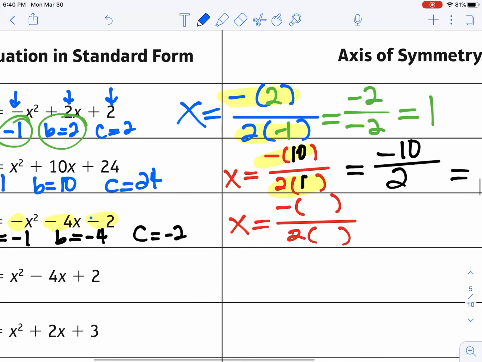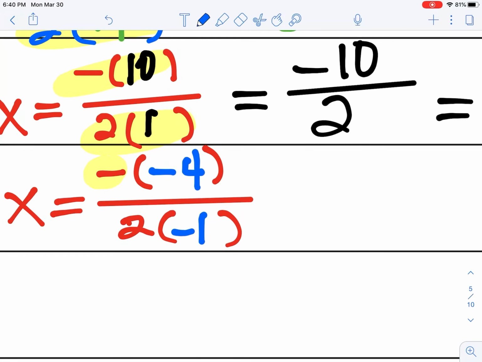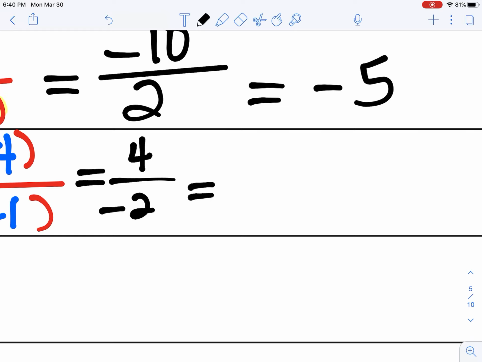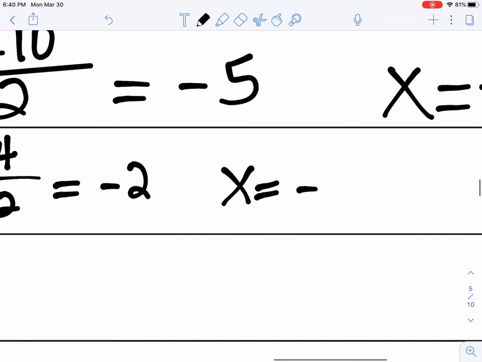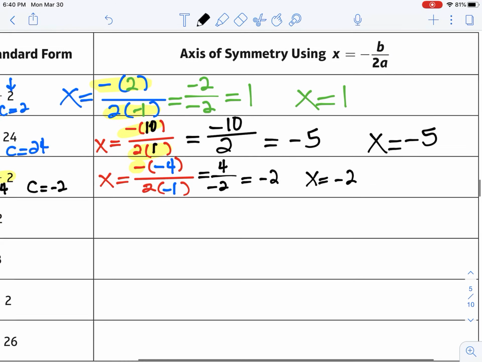Again, b is a negative 4. a is a negative 1. That's why I like to open up parentheses, because sometimes when b is negative, people think that the negative in the formula represents it, which is not correct. It's a negative 1 times b, and if b is negative, you have to include that. So a negative times a negative is a positive 4. Then 2 times a negative 1 is a negative 2. So 4 divided by negative 2 is a negative 2. We would get our axis of symmetry at x equals negative 2.